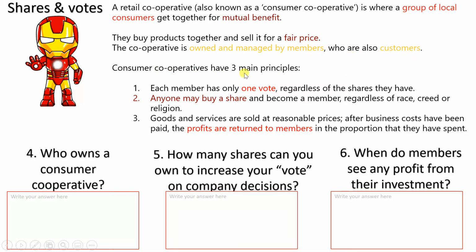Consumer cooperatives have three main principles. Number one, each member has only one vote, regardless of the shares they have. Number two, anyone may buy a share and become a member, regardless of race, creed or religion. Number three, goods and services are sold at reasonable prices after business costs have been paid. The profits are returned to members in the proportion that they have spent.